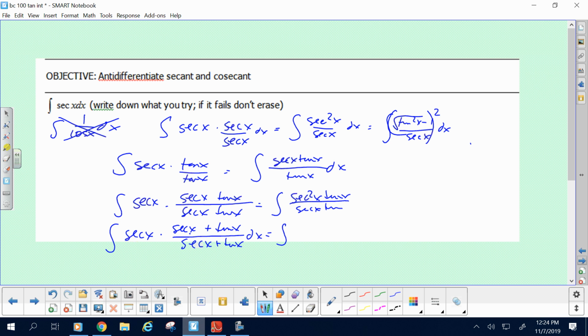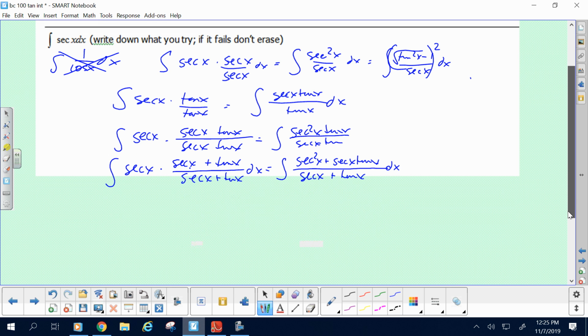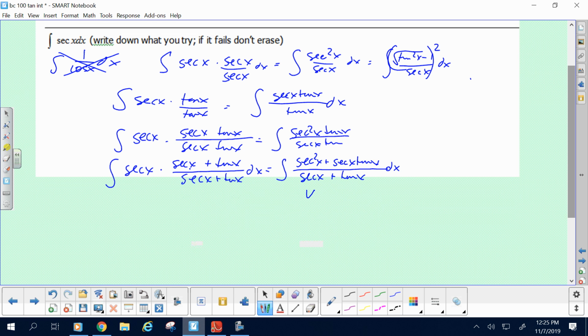Now, if you do that, what does the numerator become? Secant squared plus secant tangent, which would be the derivative of tangent and secant, yeah? Now, what's the derivative of the denominator? Secant plus tangent still, right? Oh, boom. What's u? U is the denominator, secant plus tangent.